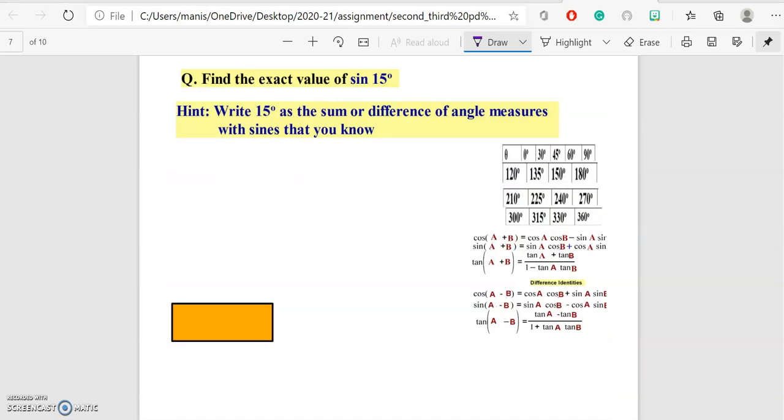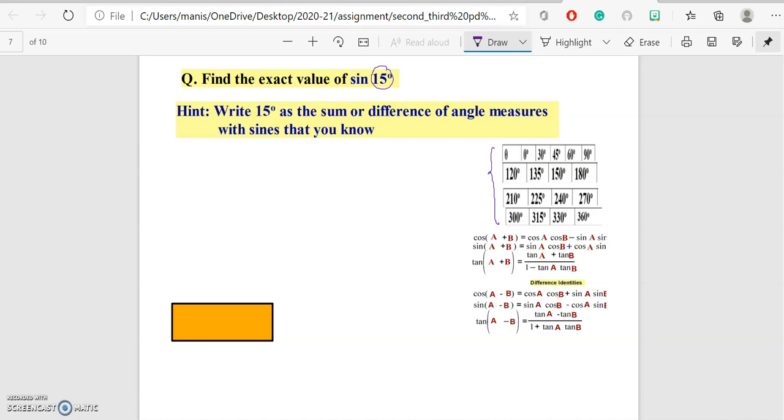The question says, find the exact value of sine 15 degrees. I have given you a hint here. The hint says, write 15 degrees as the sum or difference of angle measures with sines that you have. Basically, we are trying to find sine 15 from this table. This means you are looking for two numbers, which on adding or subtracting, using only these numbers, give you 15 degrees.